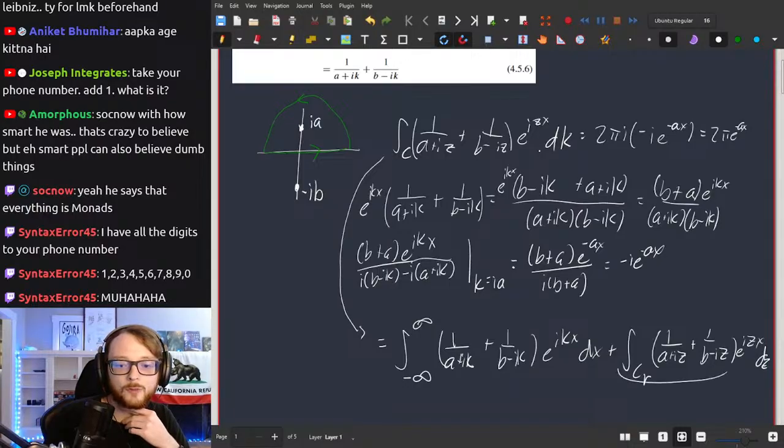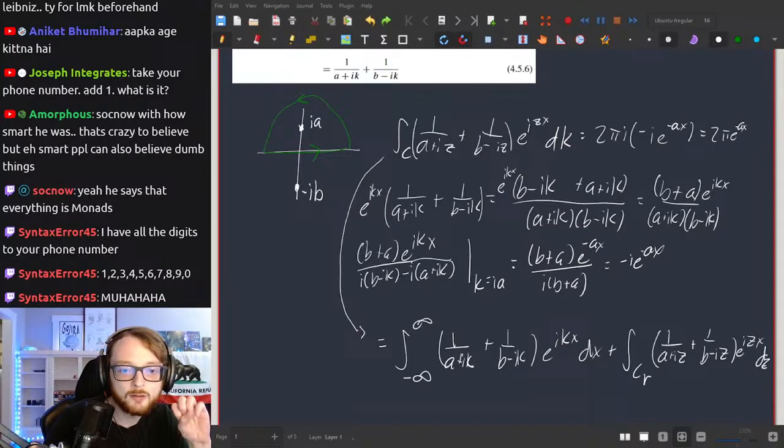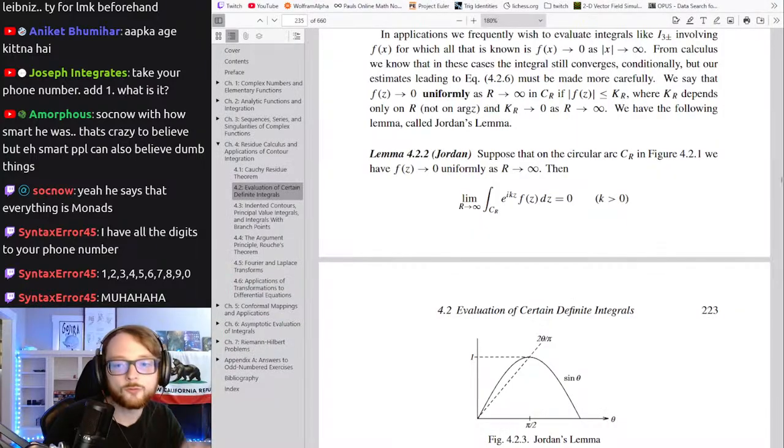Okay, so then for this integral here, we need Jordan's lemma, Jordan's ligma. Let's screenshot it actually. Let's go a step further.